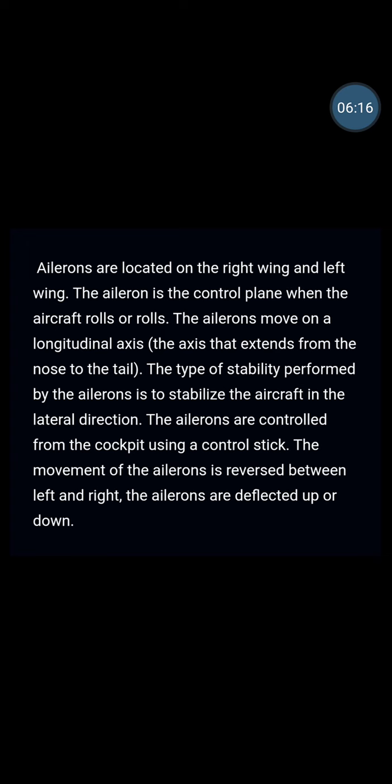aileron are located on the right wing and left wing. The aileron is the counterplane when the aircraft rolls. The aileron moves on the longitudinal axis, or the axis that extends from the nose to the tail. The type of stability performed by the aileron is that it stabilizes the aircraft in the lateral direction. The aileron are controlled from the cockpit using a control stick. The movement of the aileron is reversed between left and right. The aileron are deflected up or down.